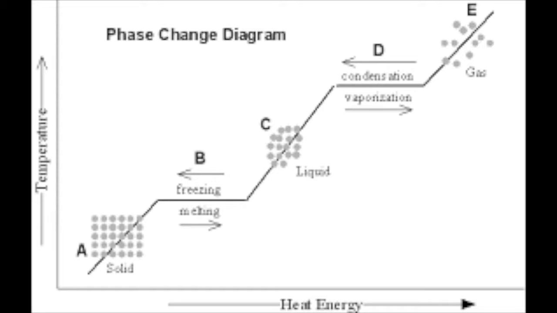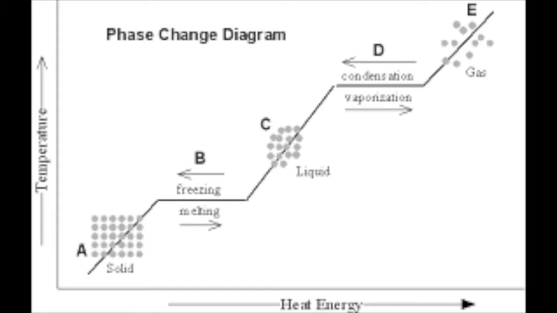The phase changes are evaporation, condensation, freezing, melting, also known as fusion, sublimation, and deposition. Now, to better understand the 6 phase changes, we can use a phase change diagram.